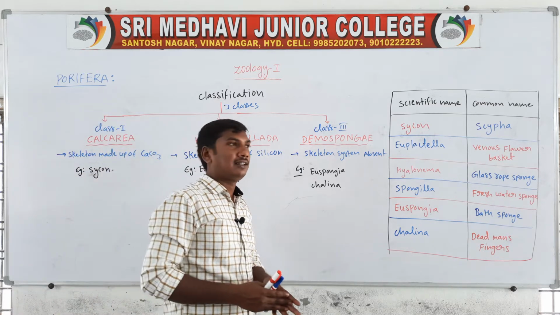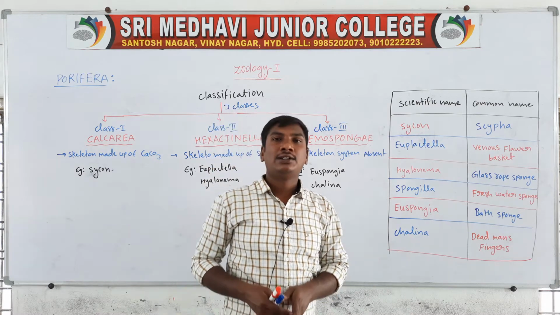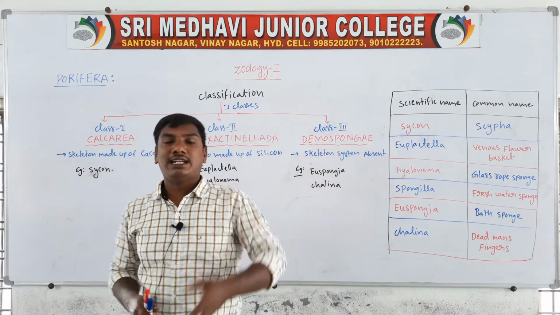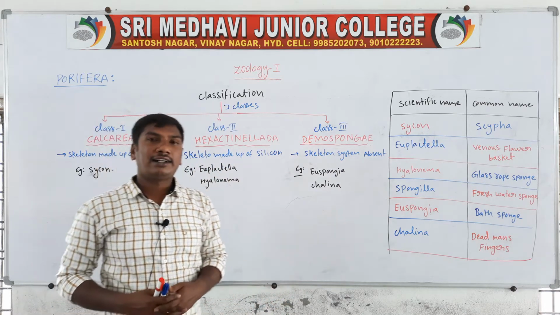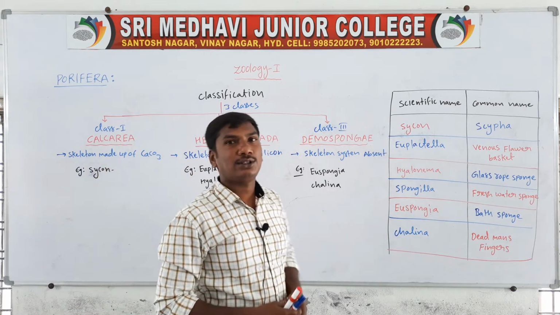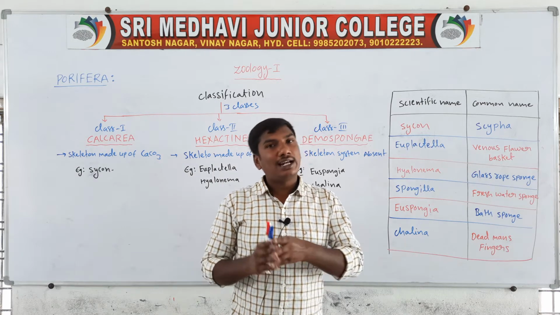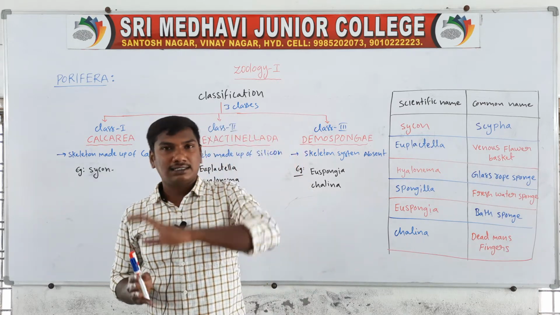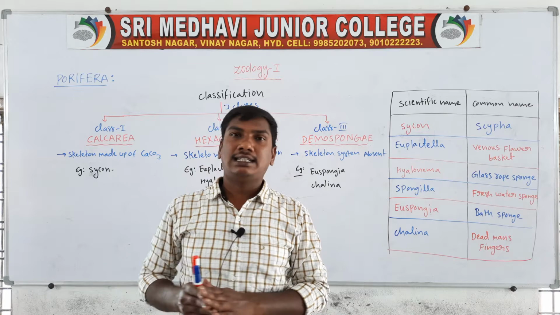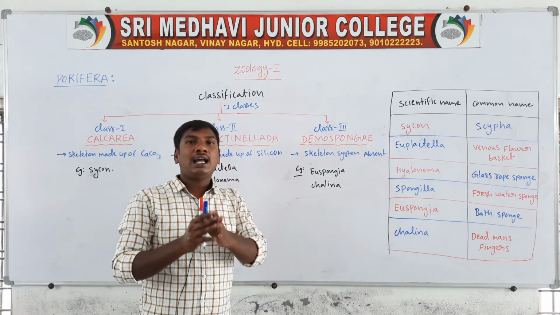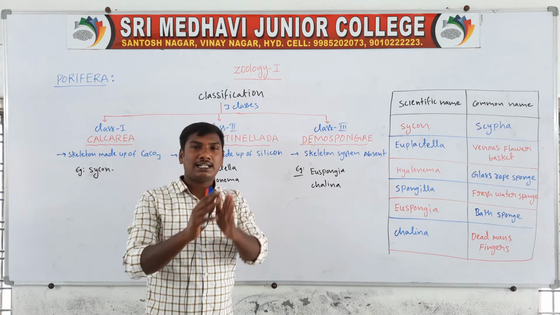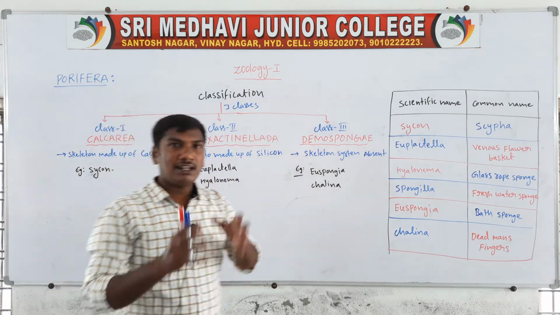General characters. First general character, habitat. They live mostly in marine water. Marine water means salt water. Next one, level of organization. The level of organization is the cellular level of organization. Next one, symmetry. Symmetry is radial symmetry or asymmetry.